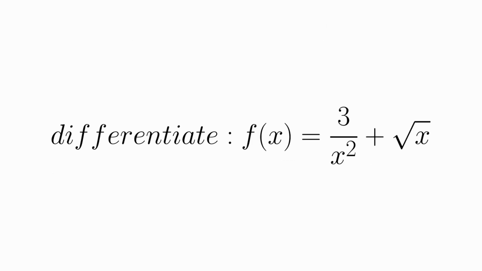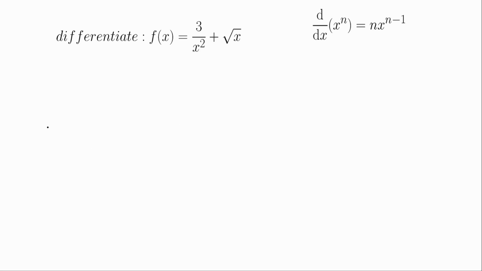Now, let's differentiate 3 over x squared plus the square root of x. So in this example, we have a rational function plus a square root function, and we're asked to take the derivative. Now, it looks hard, but it's the same thing as we've been doing for the other 3 examples. So again, let's take the derivative of each term separately.